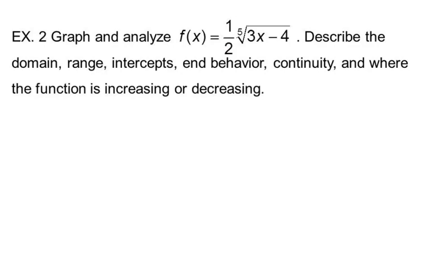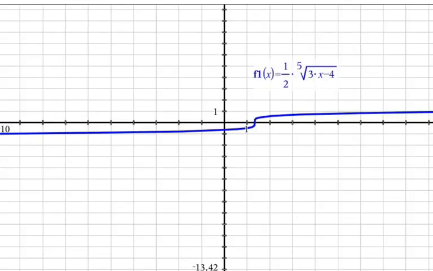Okay, example 2, same thing. We have the function 1/2 times the 5th root of 3x minus 4. And we're going to do the same thing. We're going to look at the graph and talk about all these parts of the graph. So here's the graph of this function.